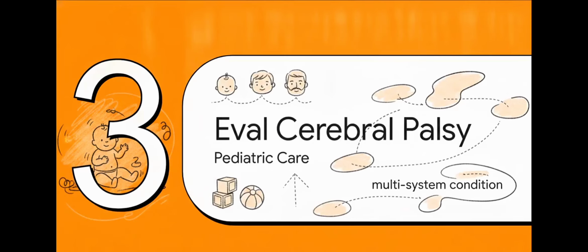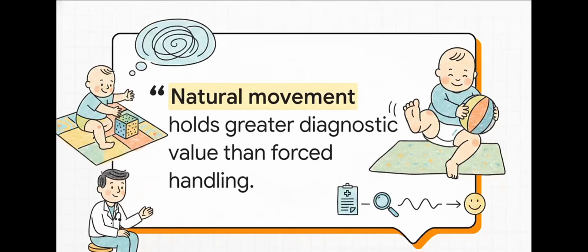Now for Section 3, evaluating cerebral palsy. For pediatric care, especially with highly complex, multi-system conditions like cerebral palsy, assessing an infant requires an entirely different approach. A key clinical directive here is that over 80% of the assessment is purely observational. Why? Because natural play reveals far more clues than forced clinical tests.